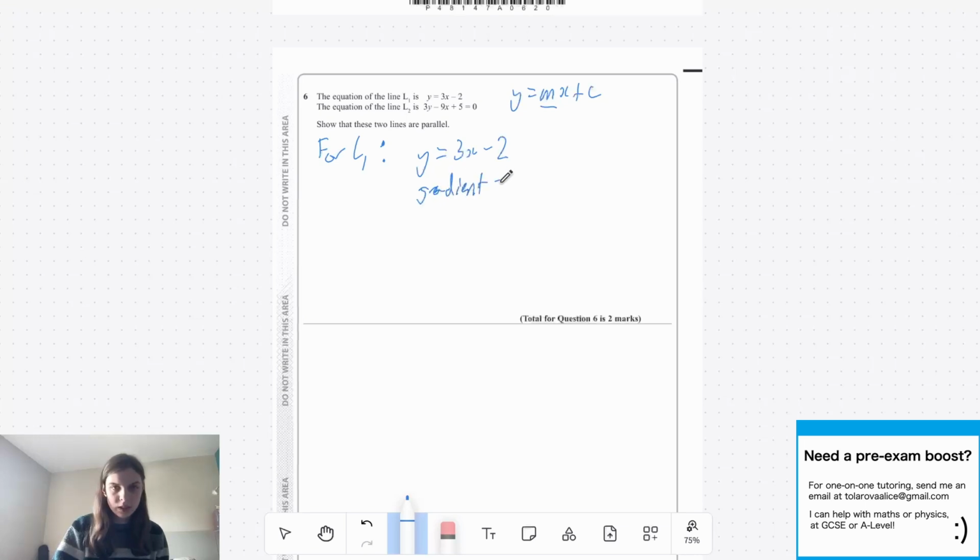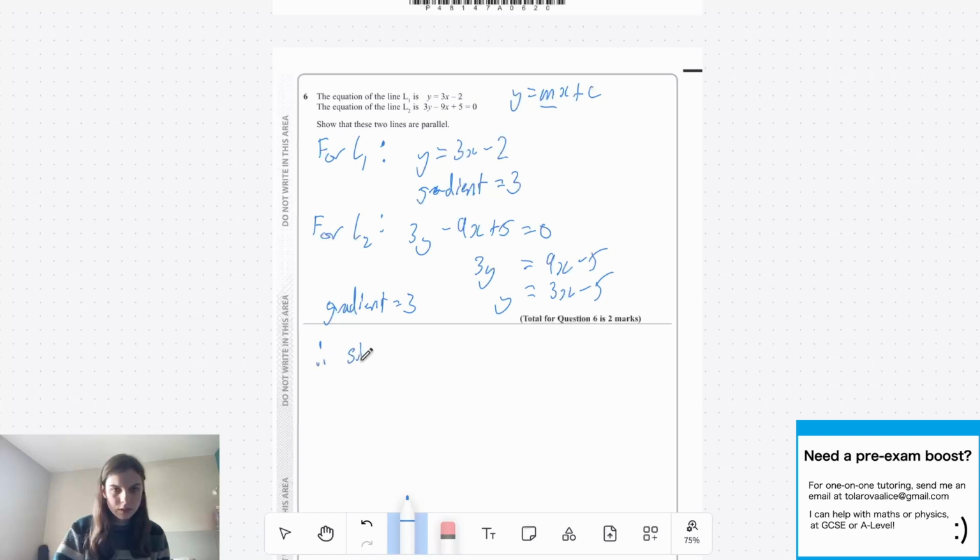Gradient is equal to 3. For L2, 3y minus 9x plus 5 is equal to 0. We rearrange that, we'll get 3y is equal to 9x minus 5, divide by 3, y is equal to 3x minus 5/3. So gradient is equal to 3.